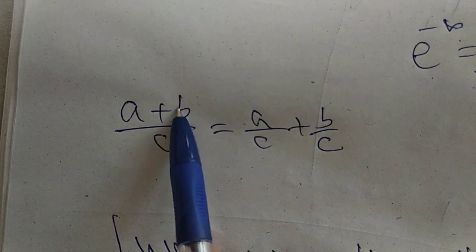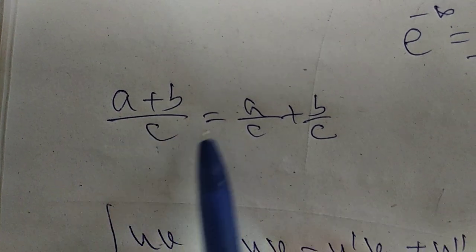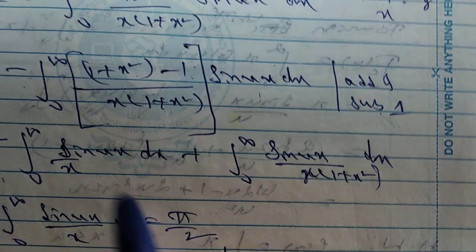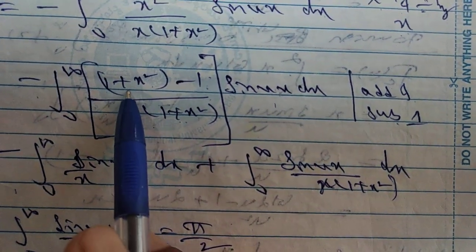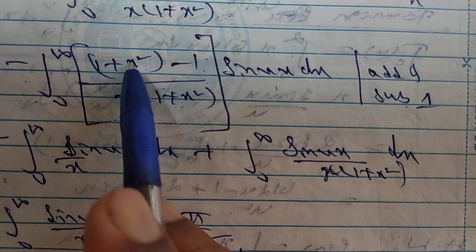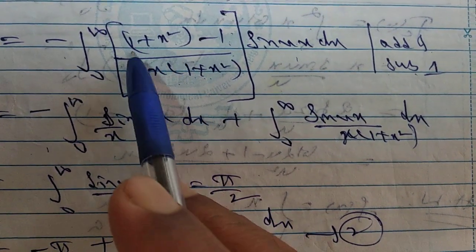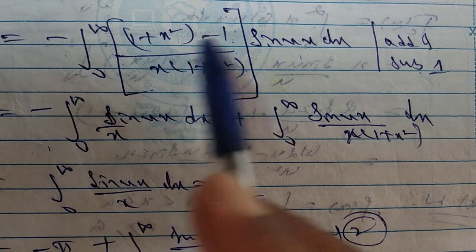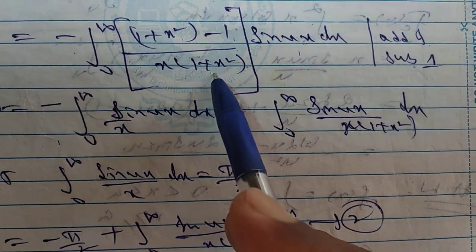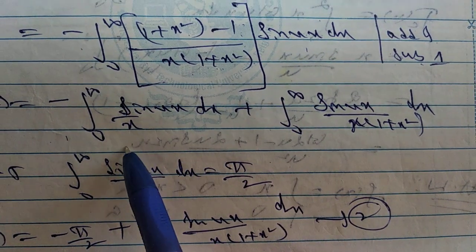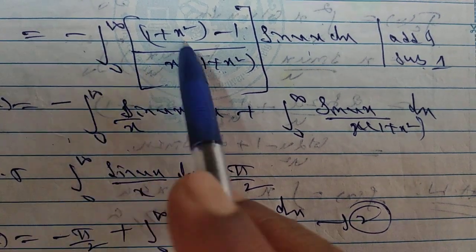Suppose (a plus b) by c is there. How to write? a by c plus b by c. So by using that same rule, see here (a minus b) by c. a by c minus b by c type. So here a means what? 1 plus x square. You multiply here, so 1 plus x square cancels. What is the remaining? x. So sin ux by x. So this minus sign you have to write here.